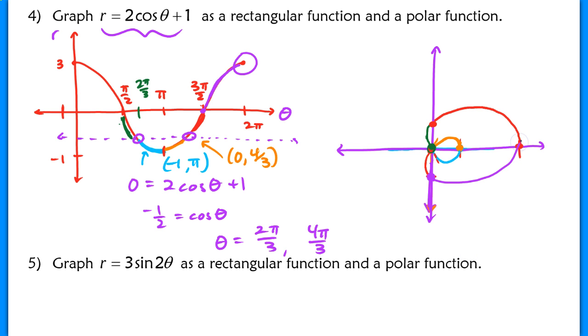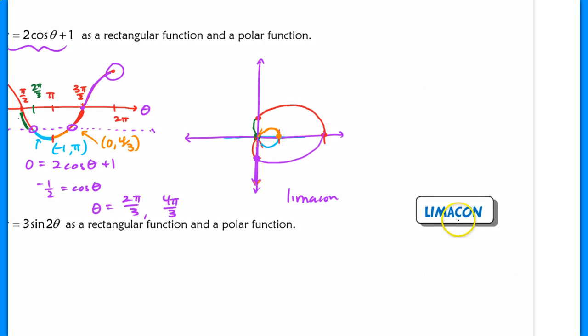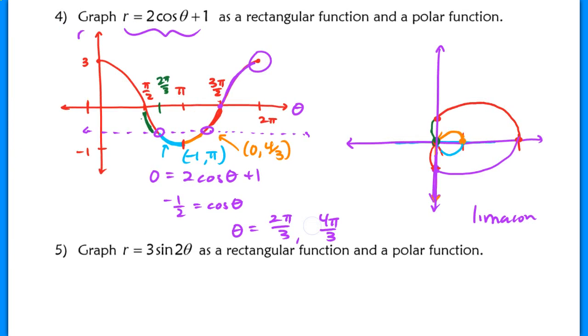This is called a limacon. Limacon. Oh, I think I have it in words here. And I think it's a French word. It's got a little italic thing. I don't even know what those are called when you see that C. I'm so uncultured. But this is another very common polar curve that you're going to see, and it's got that inner loop.